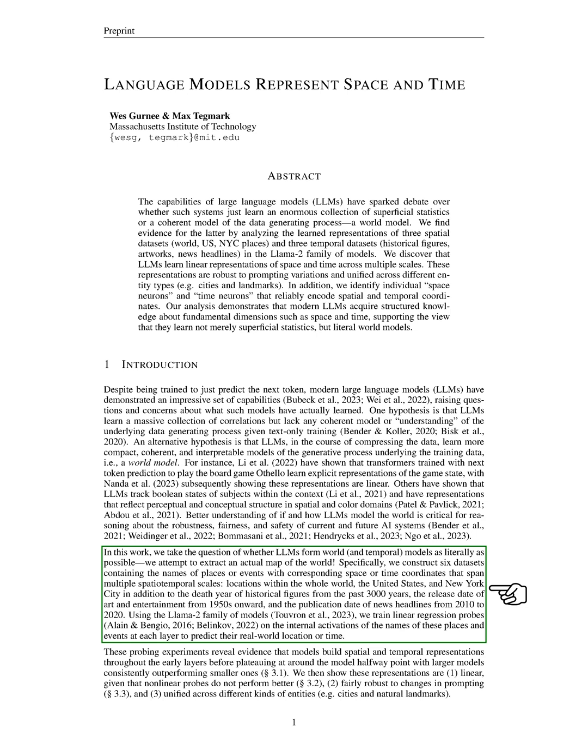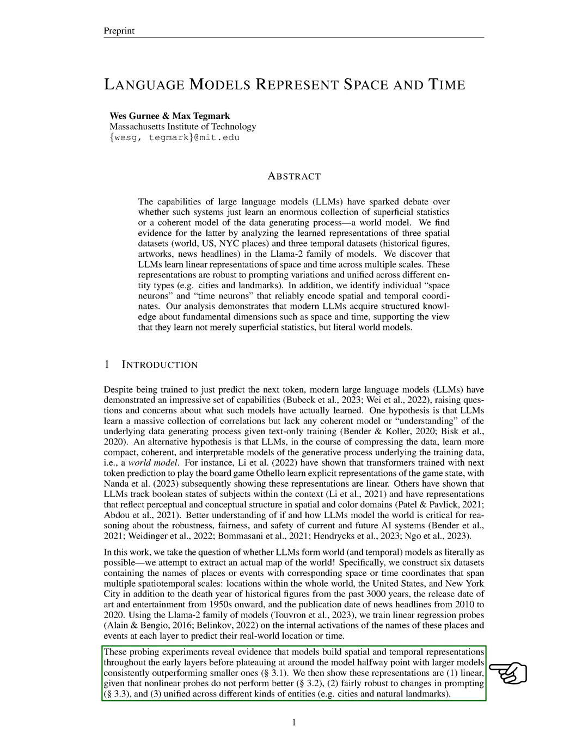In this study, we're going to explore this question by attempting to extract an actual map of the world from an LLM. We've constructed 6 datasets containing the names of places or events with corresponding space or time coordinates that span multiple spatiotemporal scales. These include locations within the whole world, the United States, and New York City, as well as the death year of historical figures from the past 3,000 years, the release date of art and entertainment from 1950s onward, and the publication date of news headlines from 2010 to 2020. We then trained linear regression probes on the internal activations of the names of these places and events at each layer to predict their real-world location or time.